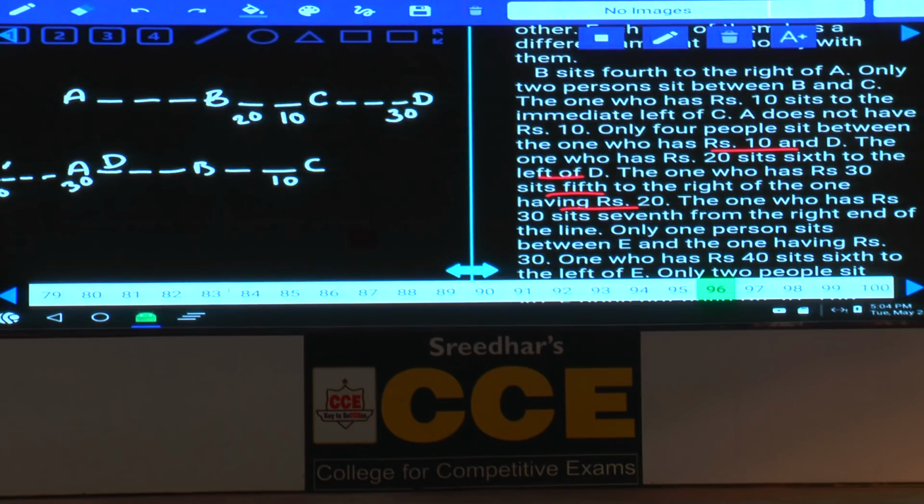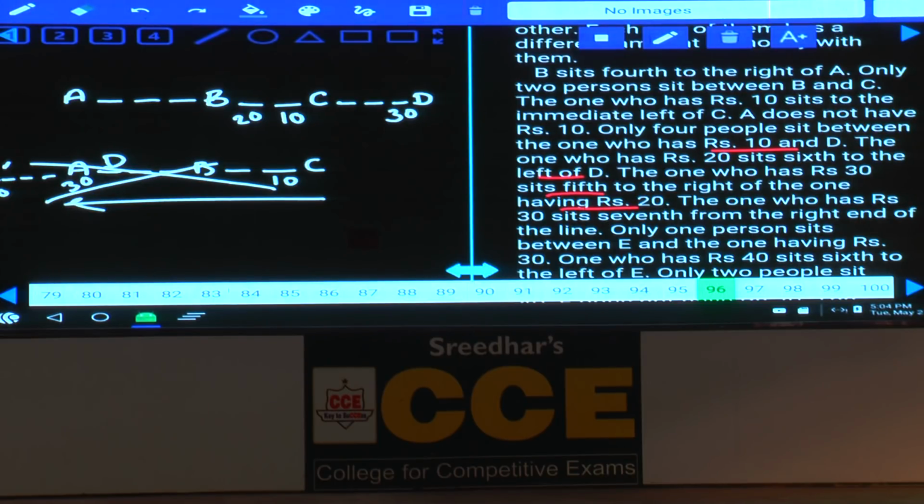And next one, the one who has 30 sits 7th from the right end of the line. 30 is seated 7th from the right end of the line. Now in this one, 1, 2, 3, 4, 5, 6, 7. Now in this case, this person is seated 8th from the right hand side, so this case is ruled out. Now we are left with only this case.